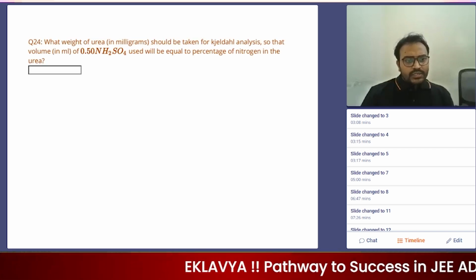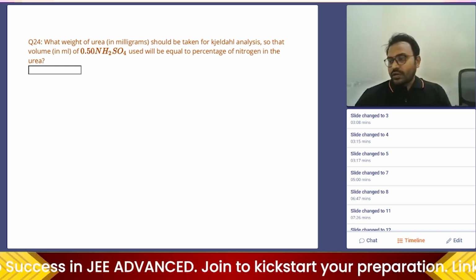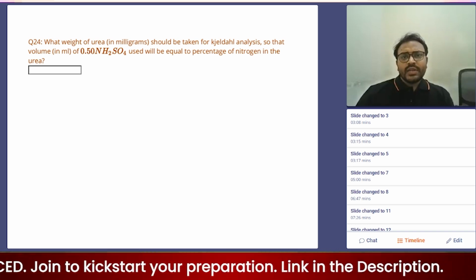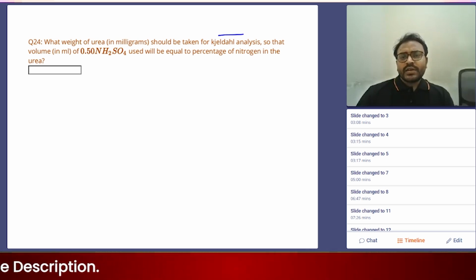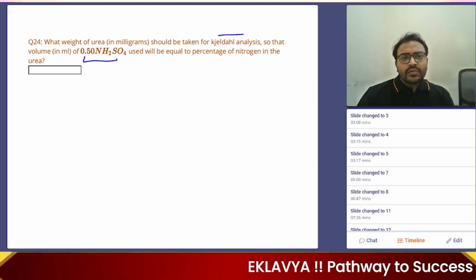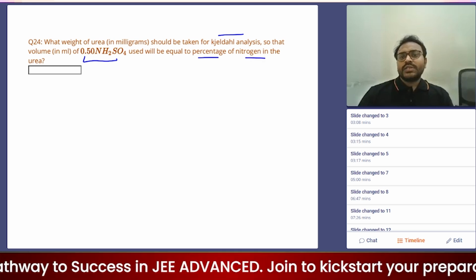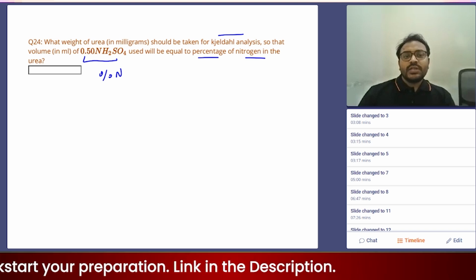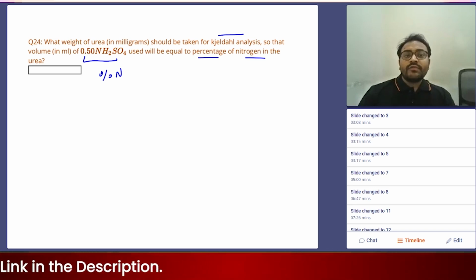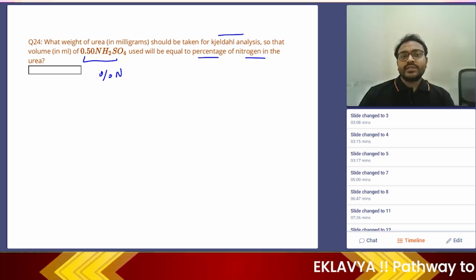Now, the next question we have: what weight of urea, in milligram, we have to find out, should be taken for Kjeldahl's analysis so that the volume in ml of 0.50 normal H2SO4 used will be equal to the percentage of nitrogen in urea. So the percentage of nitrogen in urea will be equal to the volume of H2SO4, right? And its concentration is given.